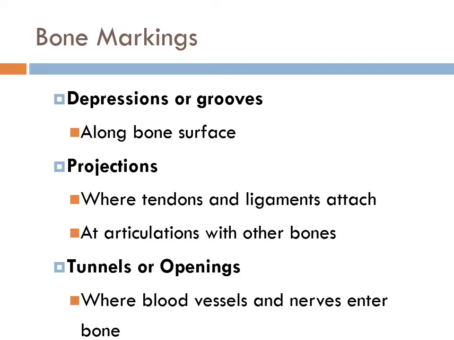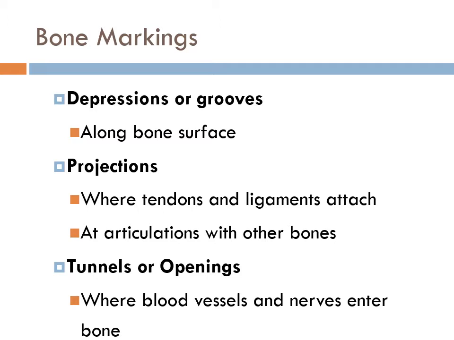So we also want to look at different markings on the outsides of bones. A depression or a groove is just like it sounds, a groove along the surface of a bone. And so that might be where an artery runs or where a nerve lies or where a tendon lies, and it forms a little depression within the bone.